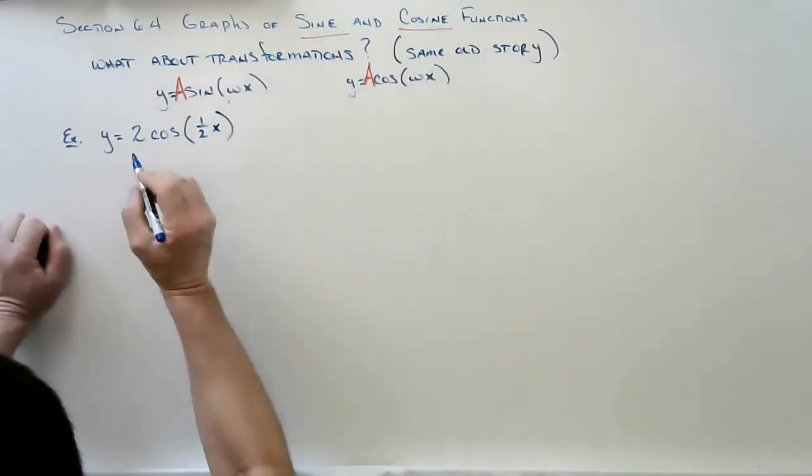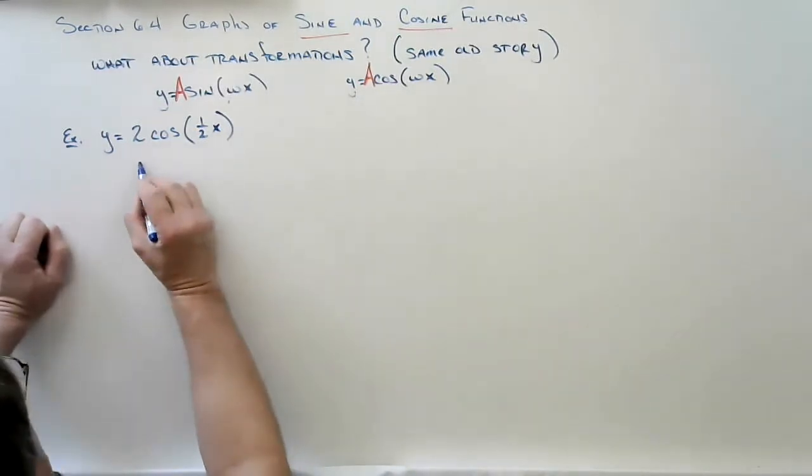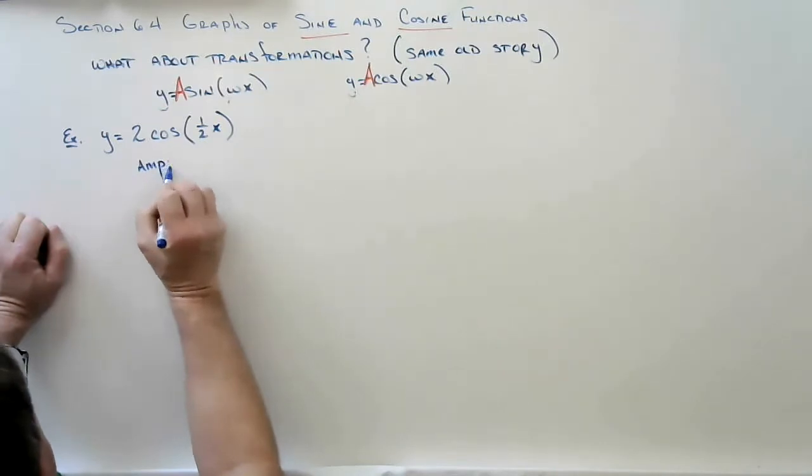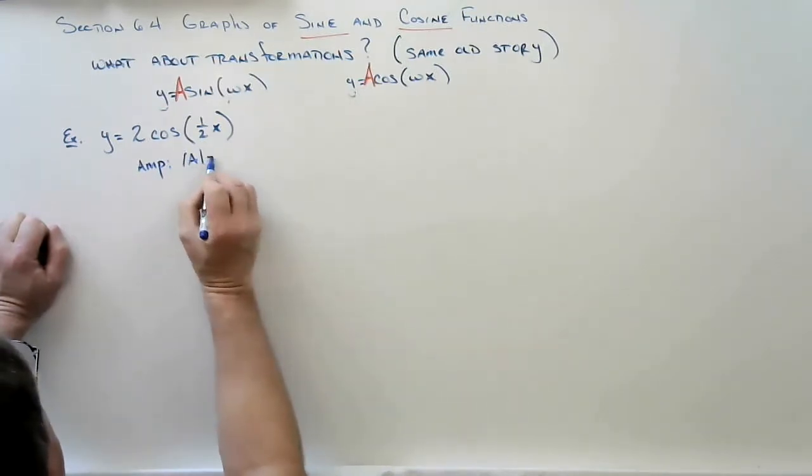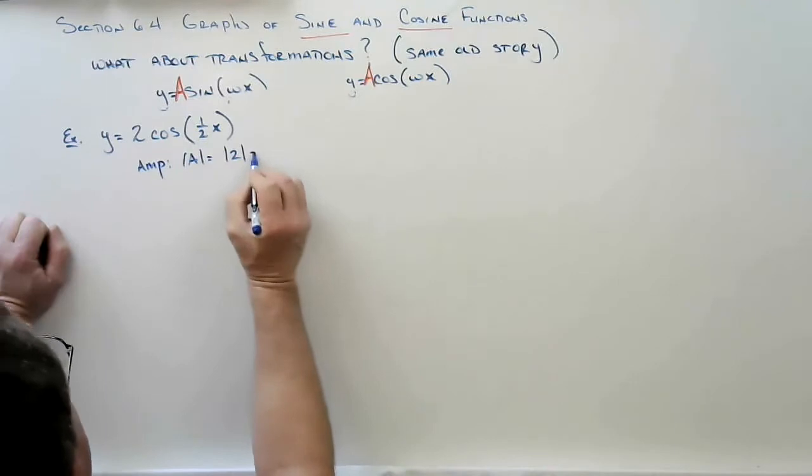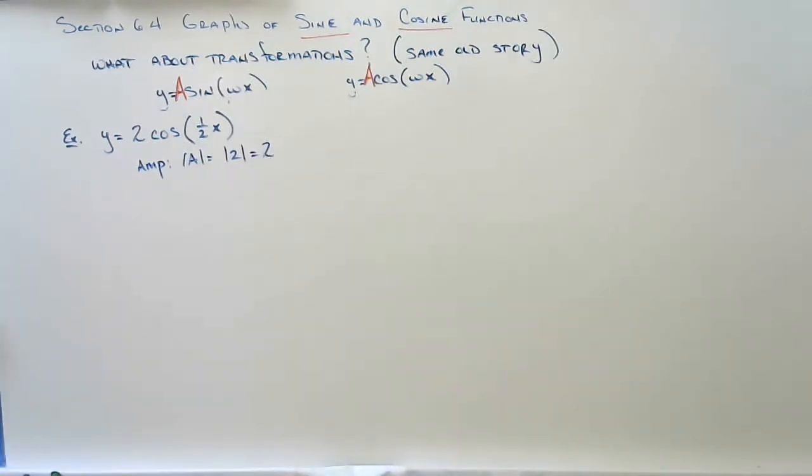So the very first thing I would do if I was starting this problem is I would write amplitude, absolute value of A, absolute value of 2, 2. So my graph is not going to be 1 high now, it's going to be 2 high now. So now I have to make sure I keep that in mind. My graph's going to be 2 high.